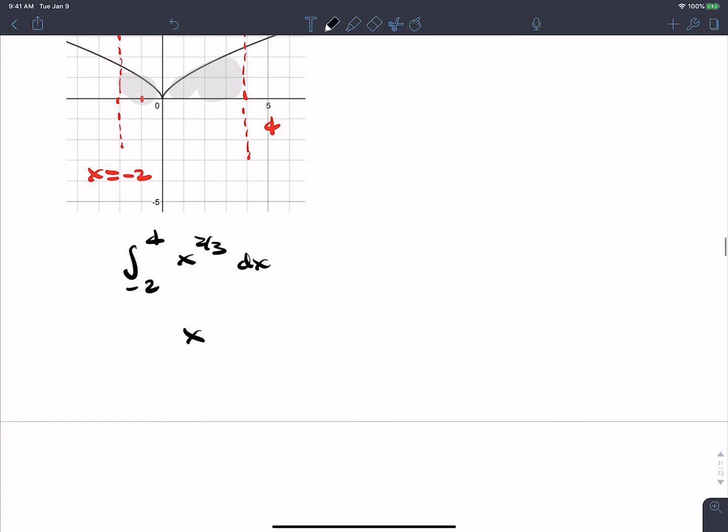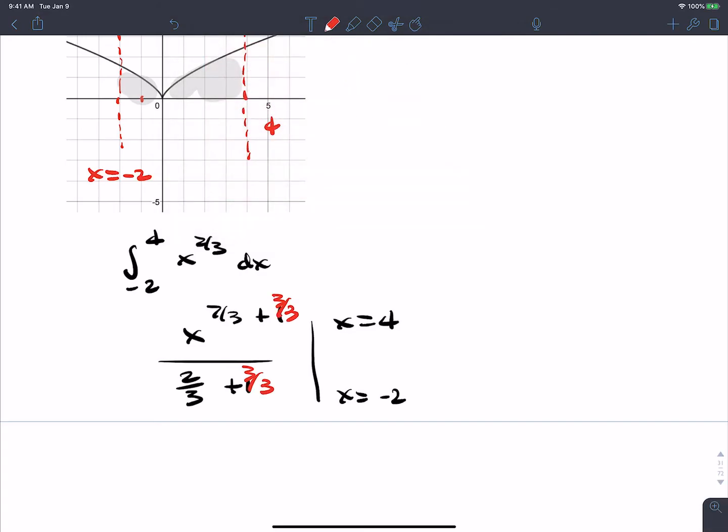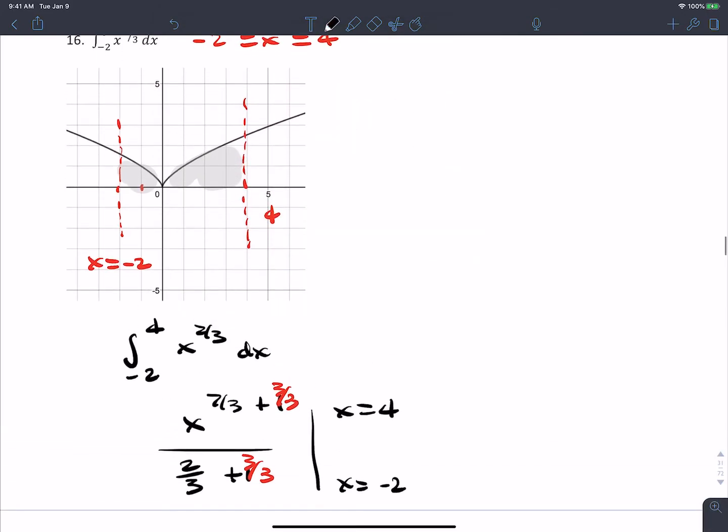So isn't this x to the 2/3 plus 1 over 2/3 plus 1, where x is negative 2 and x is 4? So I have to know what's 2/3 plus 1, and that'll be 3/3, right? This will be 3/3. So what do you guys end up getting? Is that 5/3? X to the 5/3 over 5/3, from x is negative 2 to x is 4.